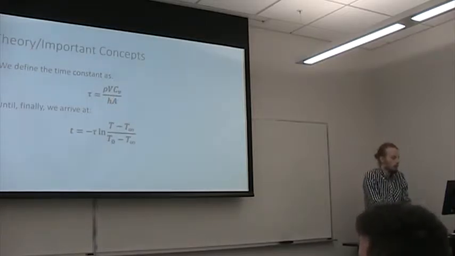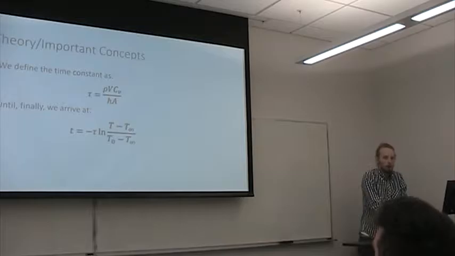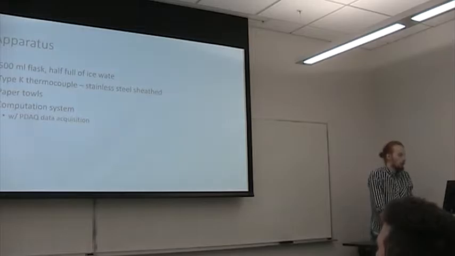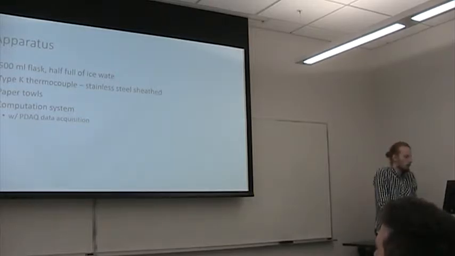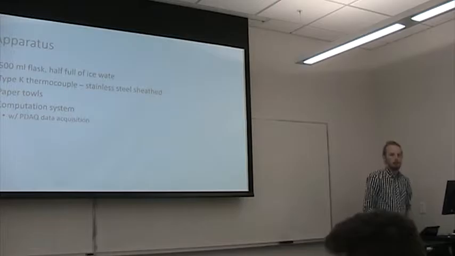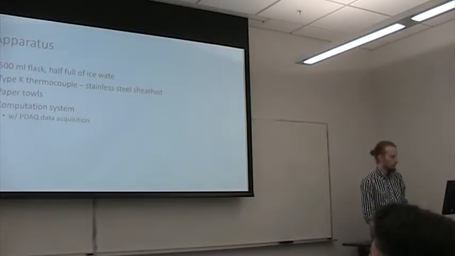And looking at the value for time constant, you can see by manipulating various physical parameters of the system, like the density of the fluid, the volume of the fluid, or even the enthalpy constant, you can actually change the time constant. All right, so the apparatus we used for the experiment was a 500 milliliter flask. It was half full of ice water. We used a type K thermocouple, a stainless steel sheet, of course paper towels, and a computation system with PDAQ data acquisition.